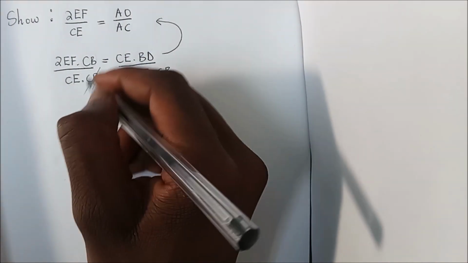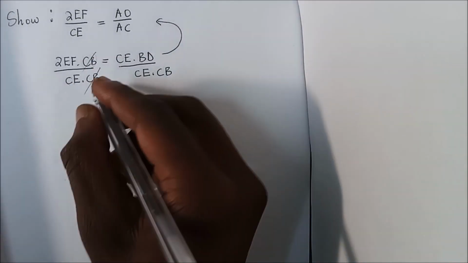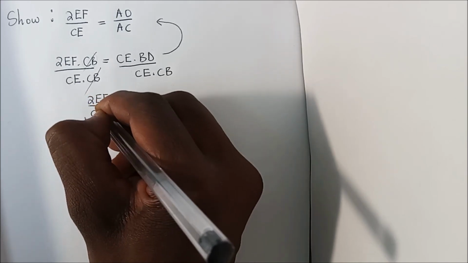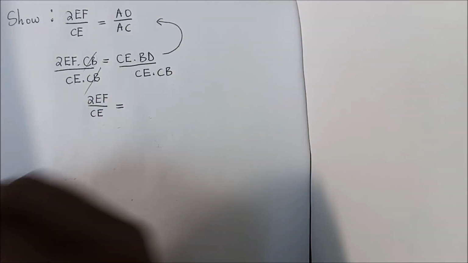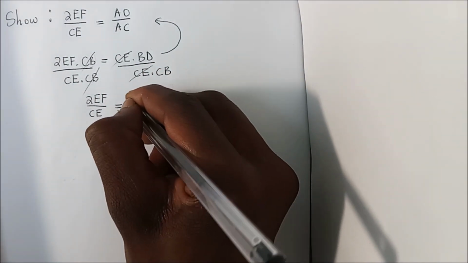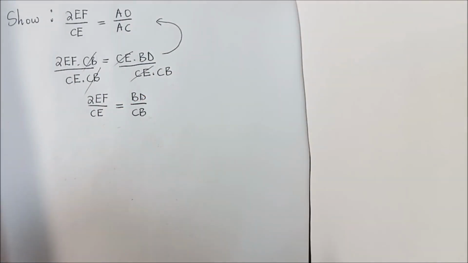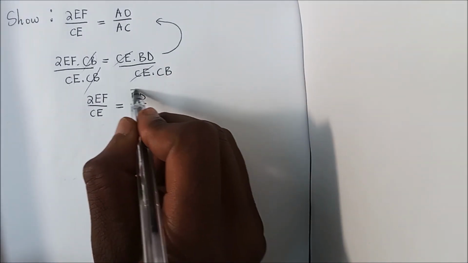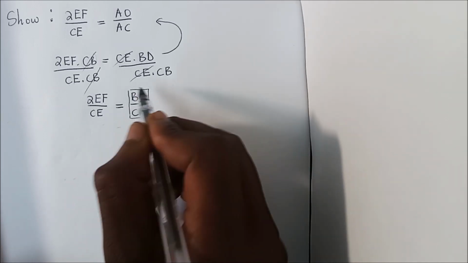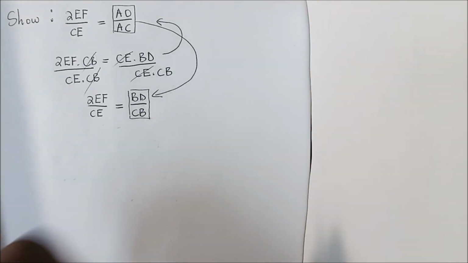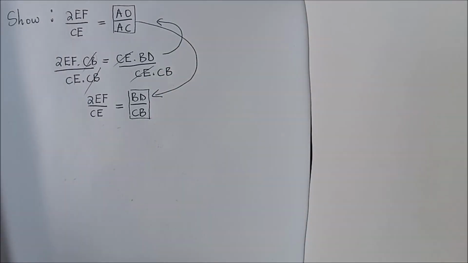So now are you aware if you remove the CBs, what do you have? You have 2EF over CE is equal to, CE gone, so you have BD over CB. At least we are getting somewhere. So now we have to prove that this thing is the same as that thing. So can we prove it? Let's go to the sketch and see something. Observe.